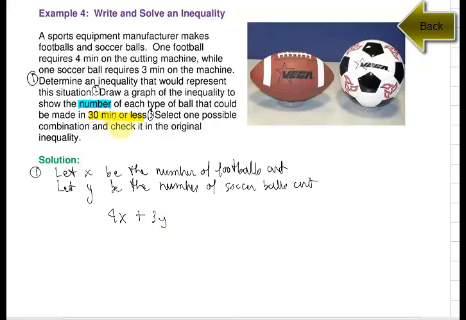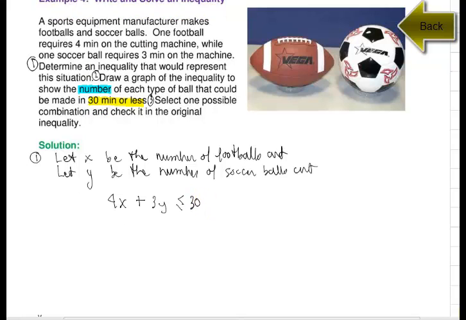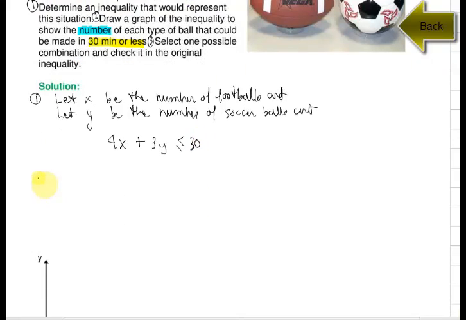Now 30 minutes or less means that it could be equal to 30 minutes or less than 30 minutes. So the inequality that's going to represent that is less than or equal to, and so we say less than or equal to 30. And so we have our inequality. So the next thing we want to do then is to draw our graph. Now I'm going to use method number 2, which means I want to find my x and y intercepts. If you would like to use the slope-intercept method, then you can.